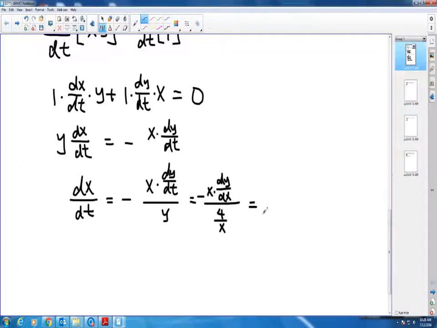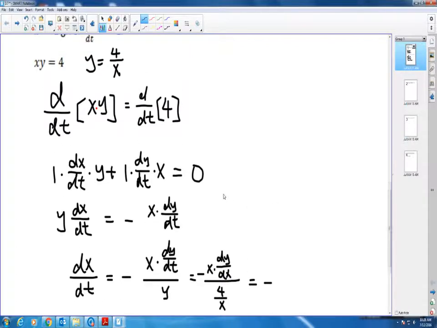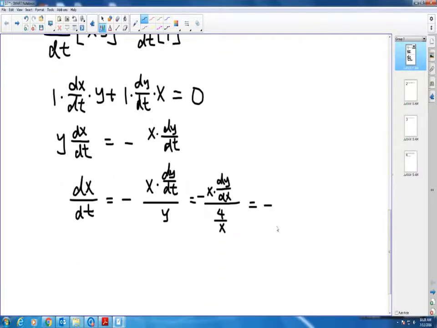Alright, so now I can substitute negative x is 1, dy/dt is negative 6 over 4 over x is 1. So this is going to be basically just positive 6 over 4, which is 3/2. Alright.